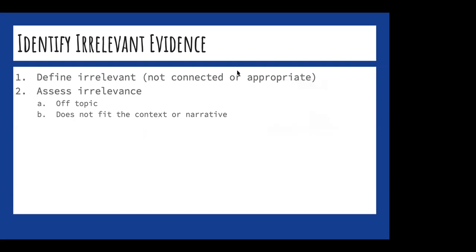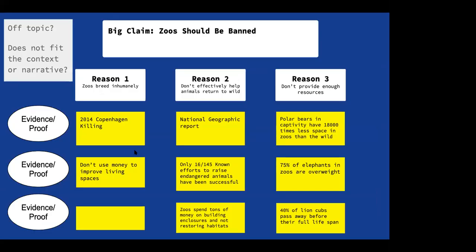Okay, so keeping that in mind, students go back and they look at the reasons and the evidence and they say, is anything off topic? If it is, we need to put an X on it. We'll mark it out. Does it fit the context? If it doesn't, we put an X on it and we mark it out.